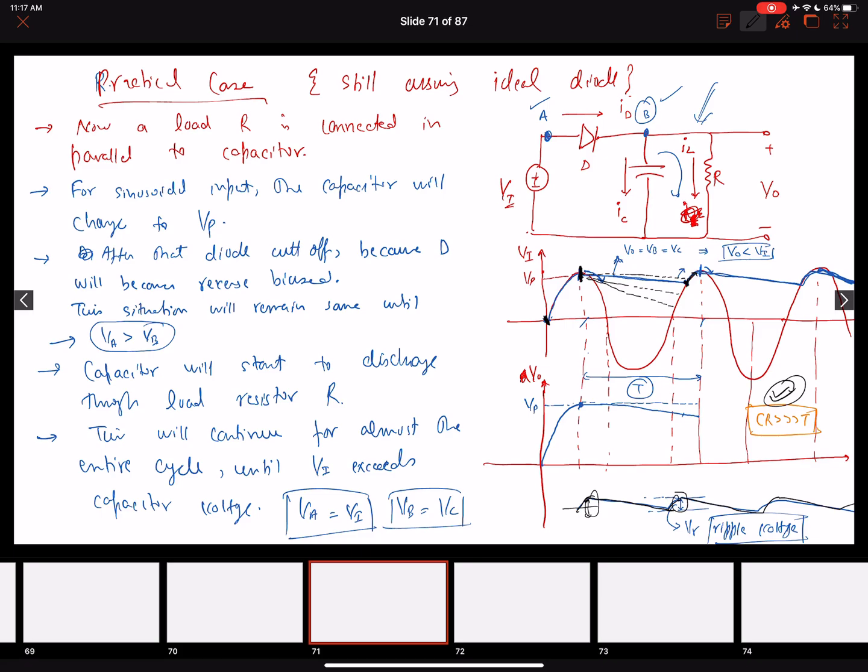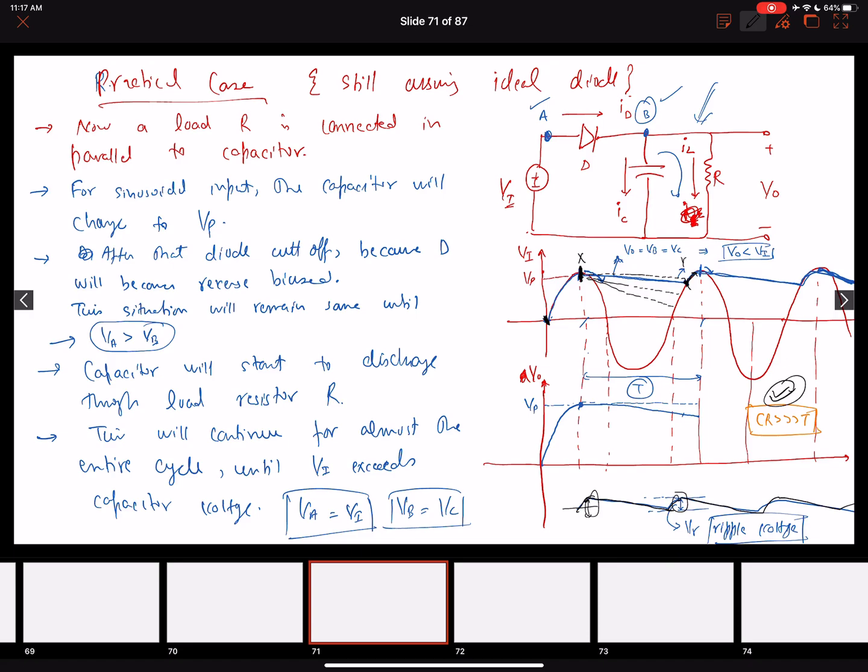Right, so I'm interested in finding the value over here. At this point, let's call it X, and at this point let's call it Y. Then I want to find out what the average value of my output is. So this is my output waveform, the V naught. I want to find out what the average value is, so I'm going to find the voltage value at point X and the voltage at point Y.